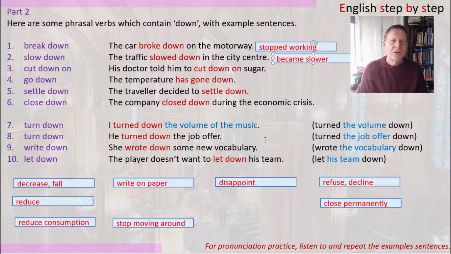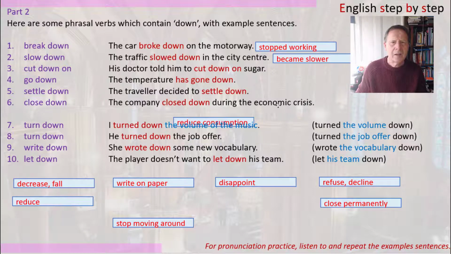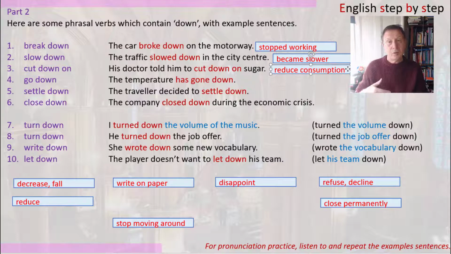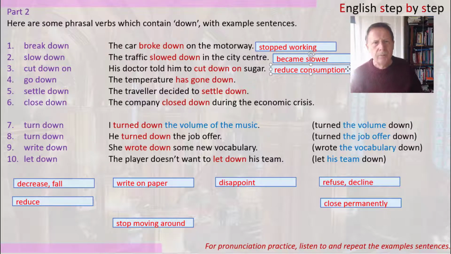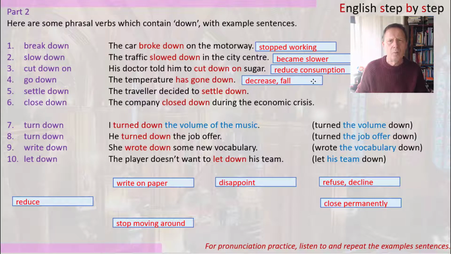Number three, his doctor told him to cut down on sugar. In this case, we would have to use a phrase like reduce consumption. In other words, reduce the consumption of sugar. Number four, the temperature has gone down. In this case, we could say decrease or fall. The temperature has decreased, the temperature has fallen. It has gone down.